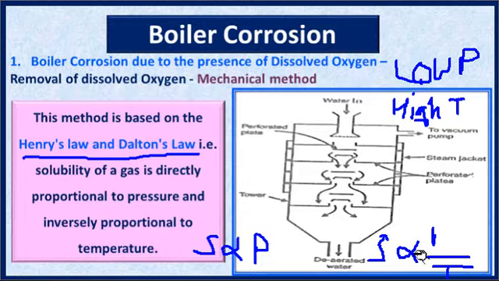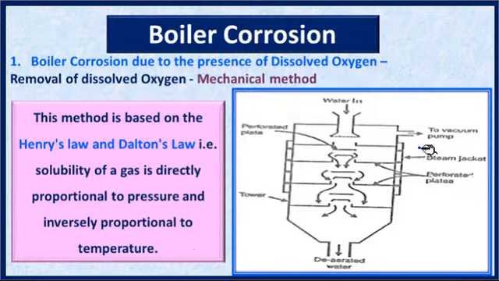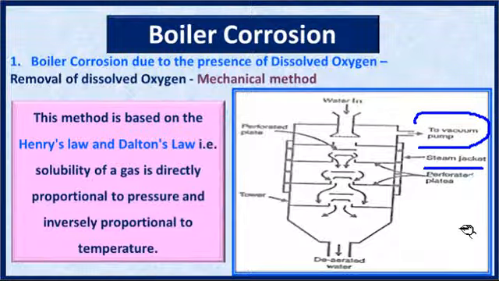So this is the mechanical deaeration chamber. To create the low pressure, we connect it to a vacuum pump. This vacuum pump creates a vacuum, that means the pressure inside this mechanical chamber decreases. And to increase the temperature, we use a steam jacket, which continuously increases the temperature of this mechanical deaeration chamber.